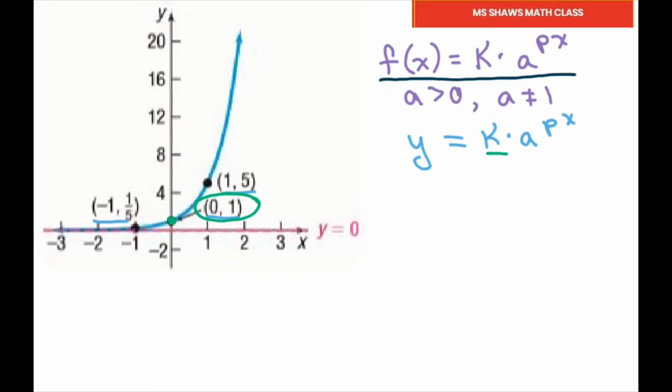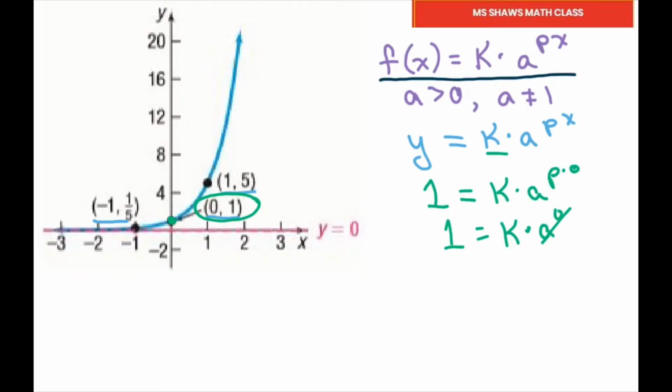So our y is 1 equals k times a^p to the 0 times 0. So this will be 1 equals k times a to the 0. A to the 0, anything to the 0 power is just 1. So I get my k equals 1. All right. And then we're going to use another point.